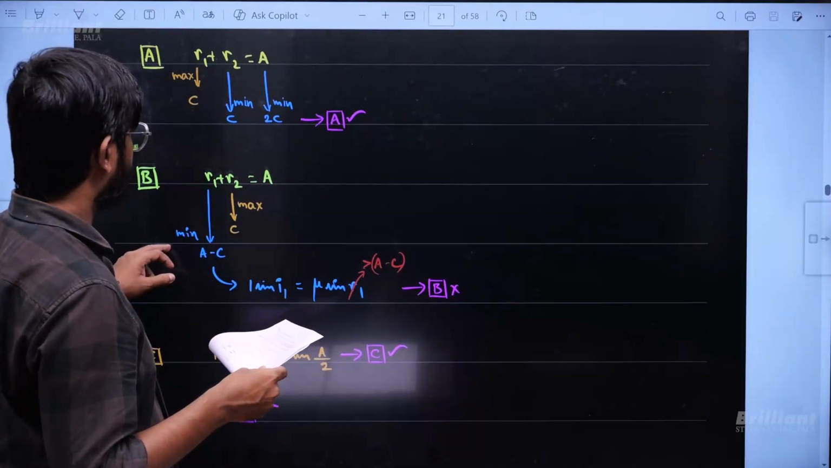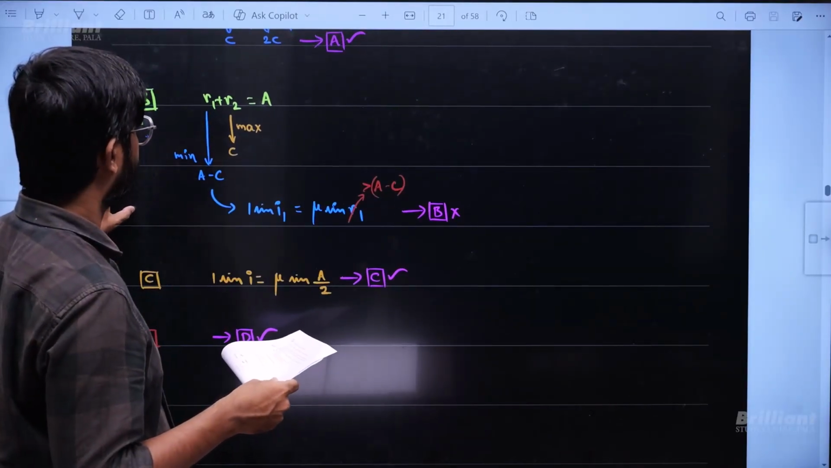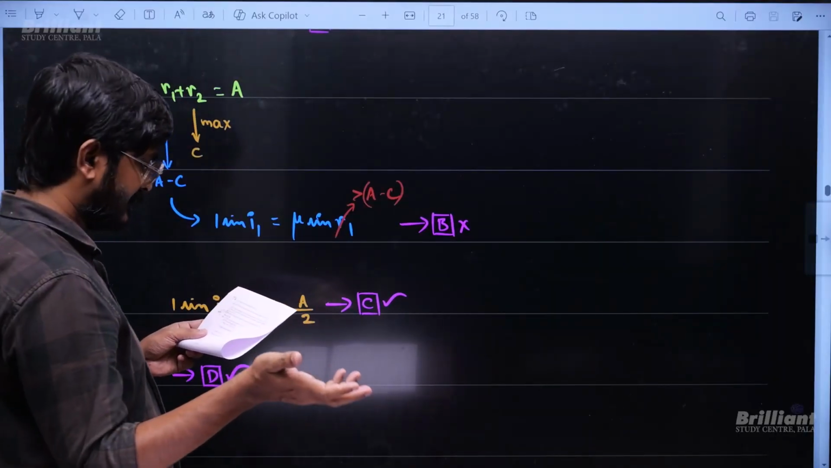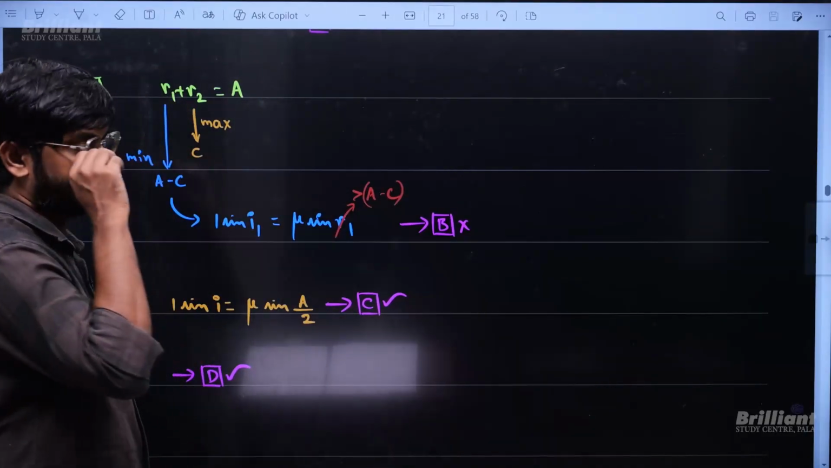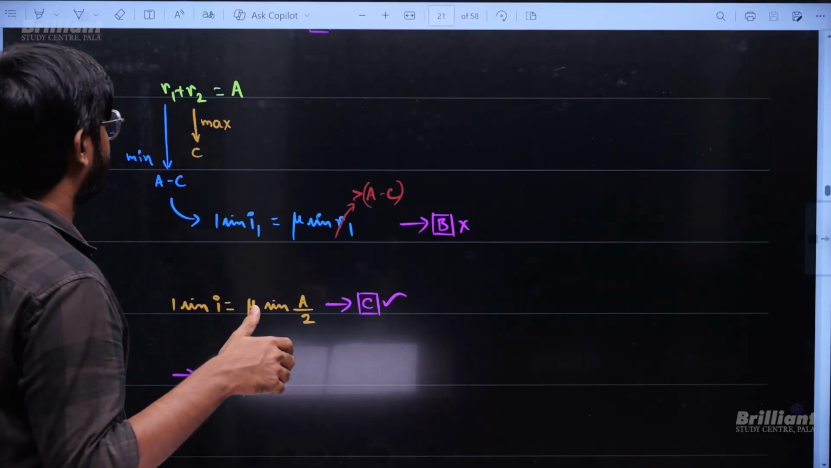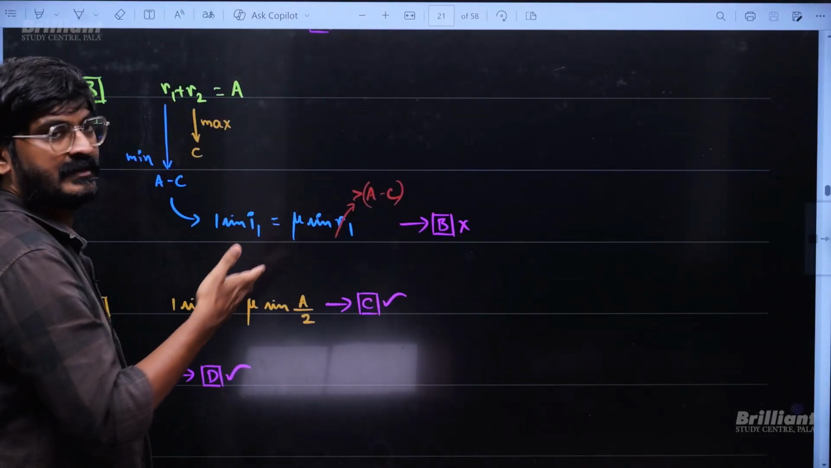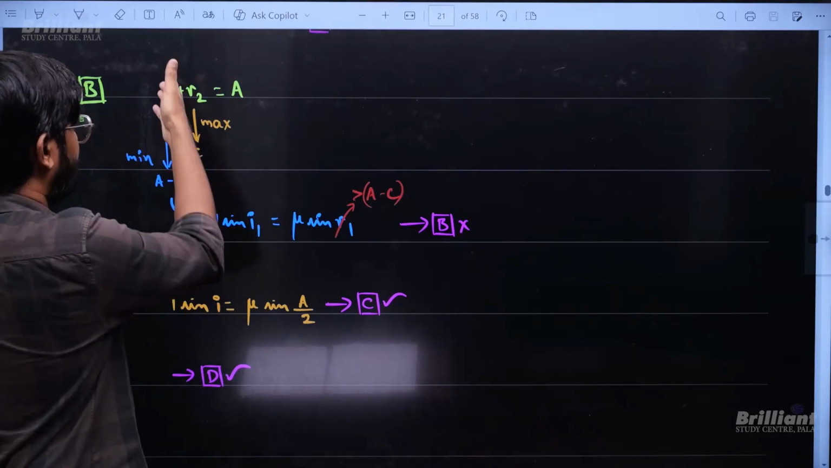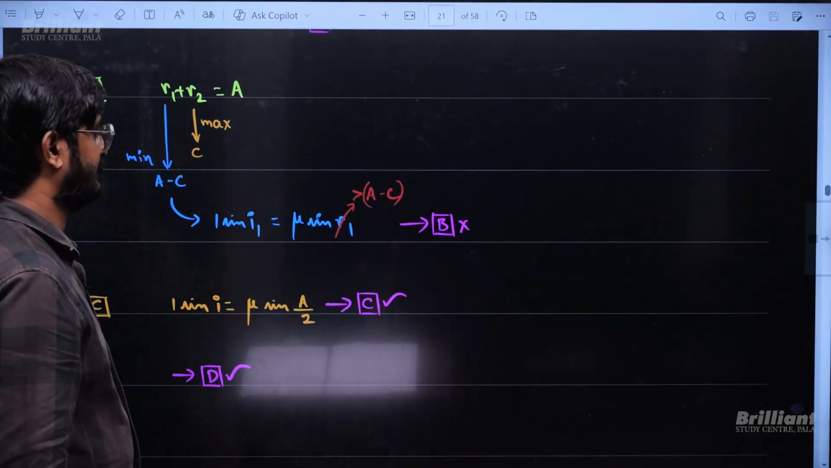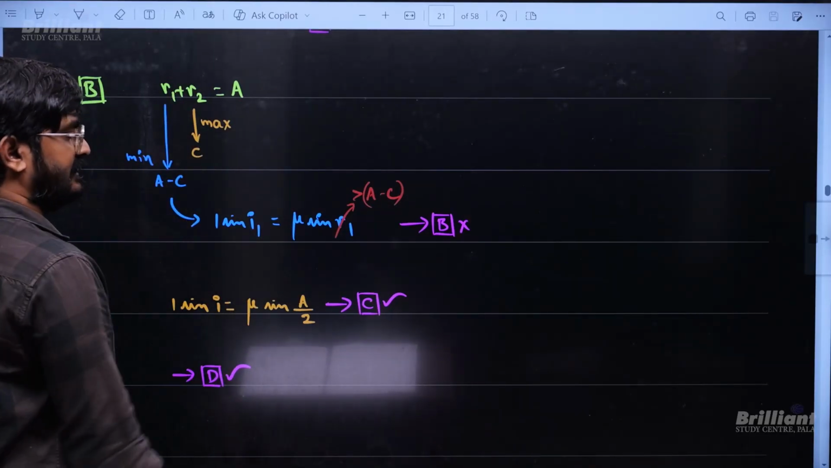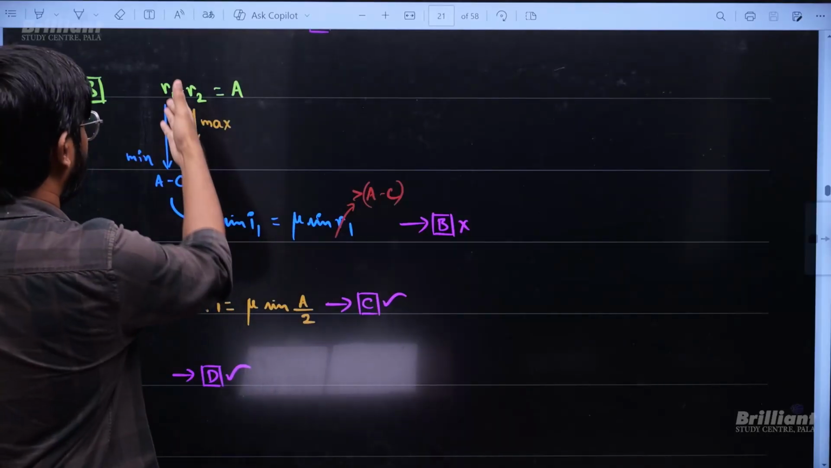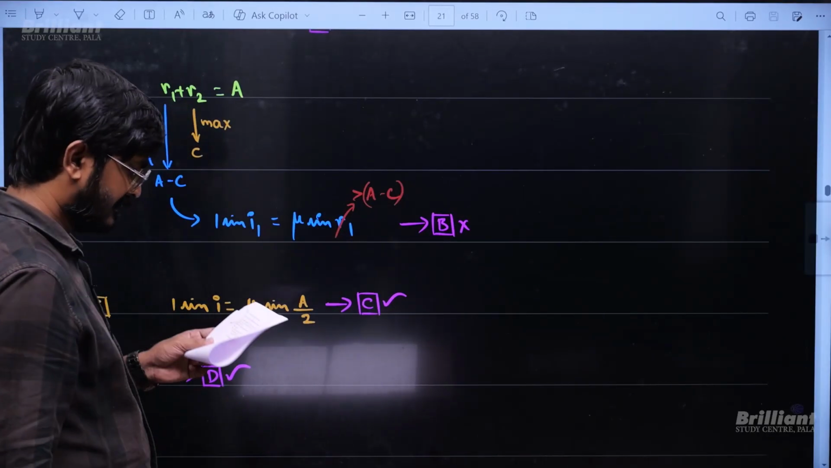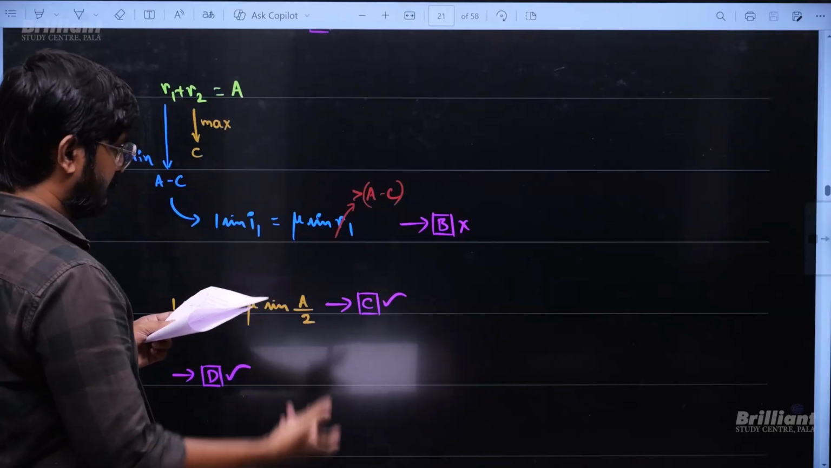Similarly, going with option B, again R1 plus R2 is A. The ray emerges out. The meaning is R2 is never becoming critical angle or greater than critical angle. So this maximum value is C. The meaning is this minimum value is A minus C. And you know Snell's law at the initial location, and you understood R1 should be greater than A minus C. When you substitute it back, you will get option B is wrong because of the symbol.